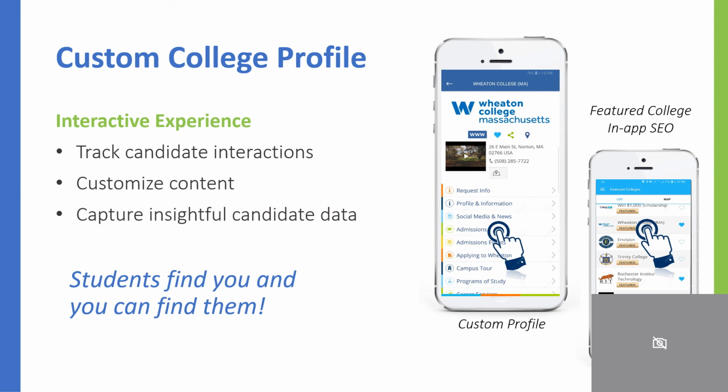So a brief overview of how CI works. As a CI customer, colleges have a custom in-app microsite or featured profile within the app experience. It's a very simple way for a student to get information, streamline the ability to learn about your brand and what programs you might offer, answer certain questions if you'd like to ask them questions, and actually grab some great insight on the candidates that are interacting with your school.